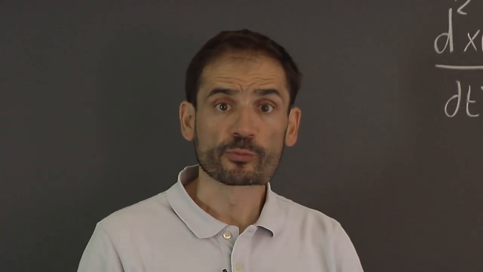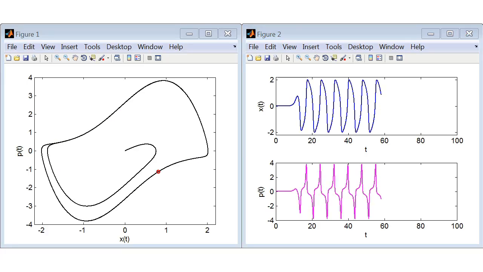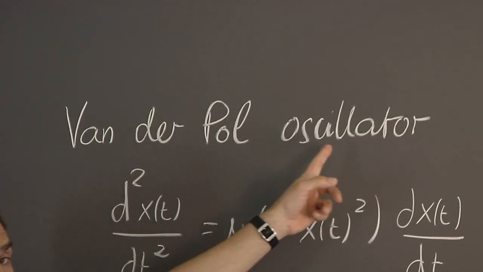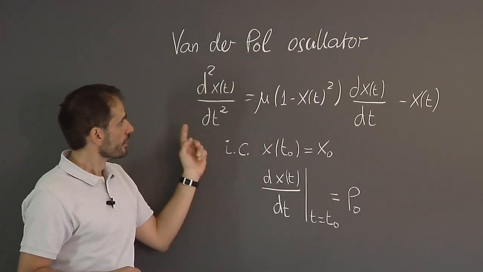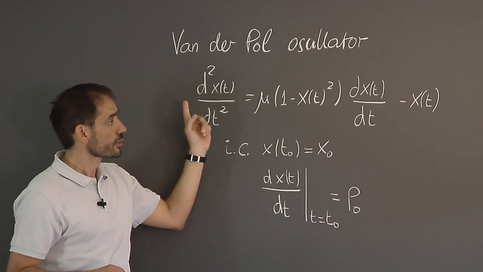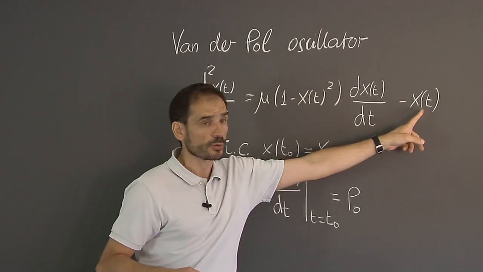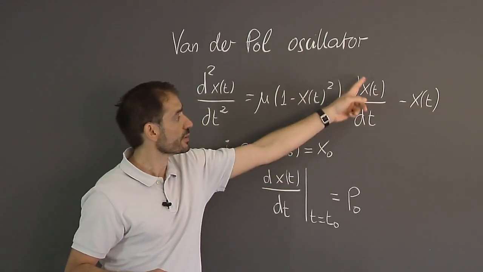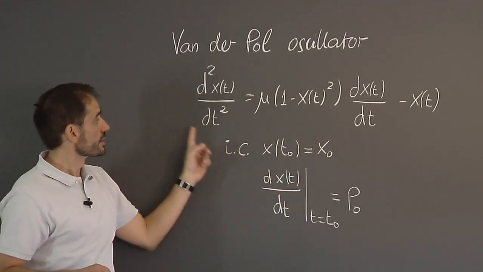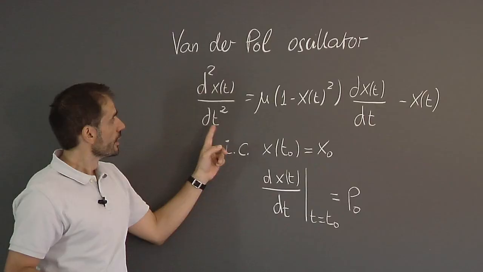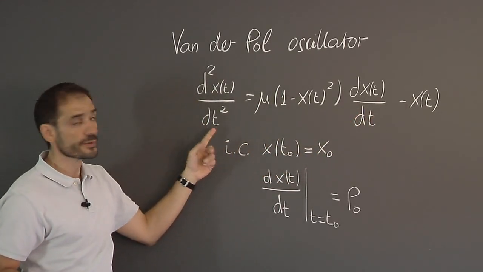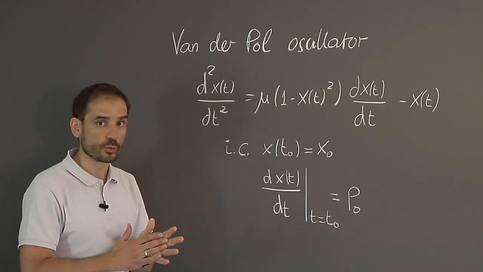A second example of ordinary differential equation is the equation that describes the evolution in time of the position of a nonlinear oscillator, which is called the van der Pol oscillator. This is the ordinary differential equation. x of t is the position of the oscillator at time t. This is the first derivative, so that's going to be the velocity, and this is the second derivative. Since the equation relates the position with the first and the second derivatives, it is a second order differential equation.